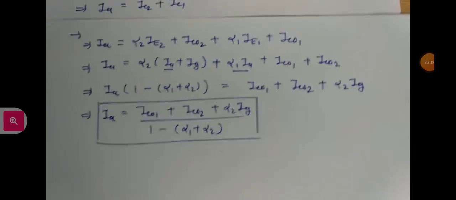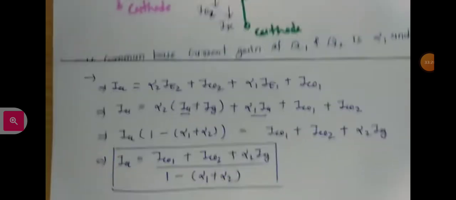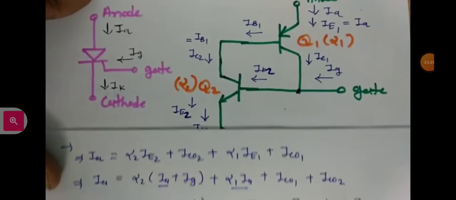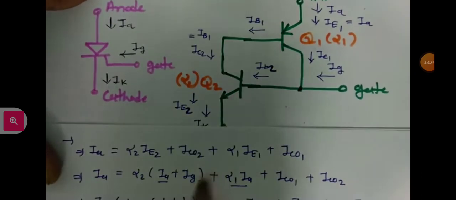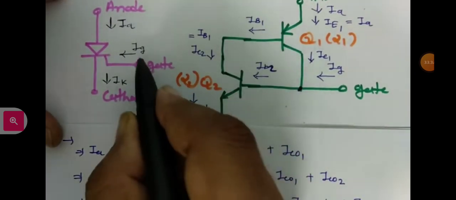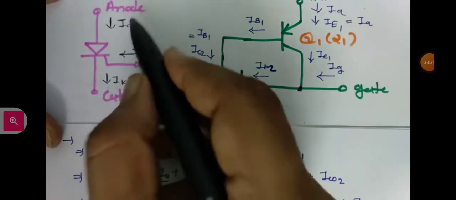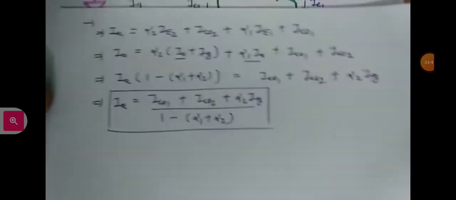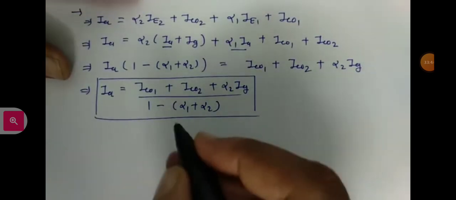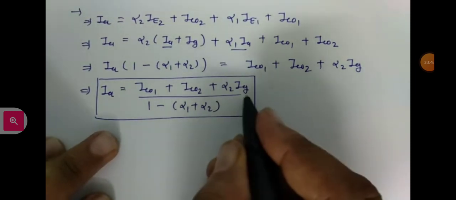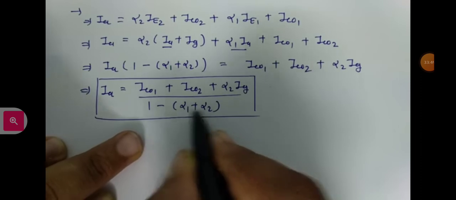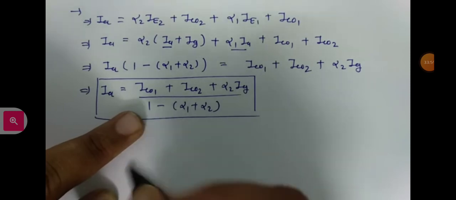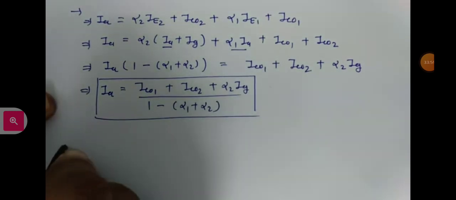Now, how is this anode current important, and how is the SCR functioning, as well as the transistor analogy? Already we have discussed that if I pass gate current, then this SCR will get triggered and anode to cathode current will flow. But how will it happen with respect to this equation? What will happen is, if I pass gate current, this alpha 1 and alpha 2 addition will go towards unity.